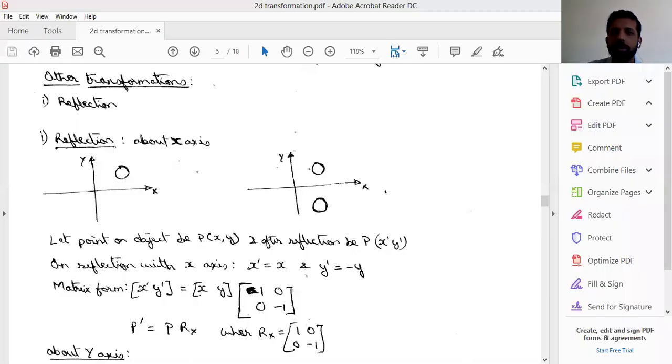Yes. In the previous class we had seen the 2D transformations, only the basic ones like translation, rotation, and scaling. So today we'll see a few other transformations. Okay, so what are the other transformations?